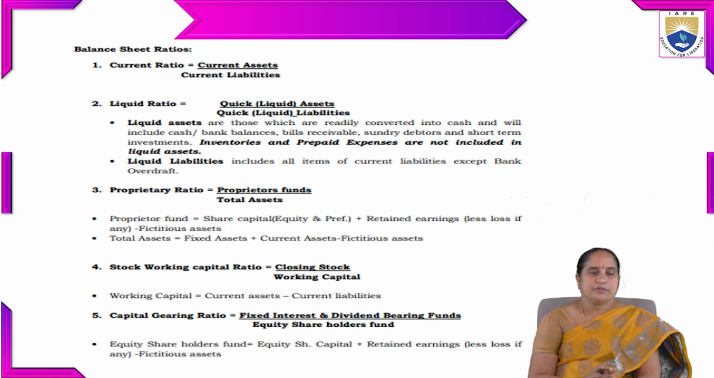Then another classification of ratios, balance sheet ratios. So we have the following ratios that come under balance sheet ratios because they are depicted in the balance sheet. So current ratio is equal to current assets by current liabilities, and liquid ratio can be calculated. It is also known as quick ratio, quick or liquid assets divided by quick or liquid liabilities.